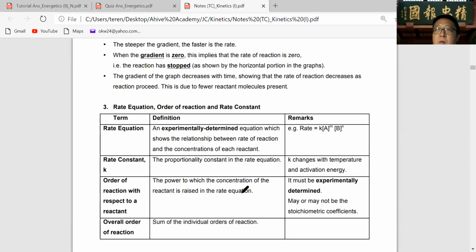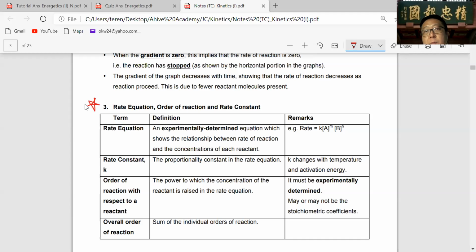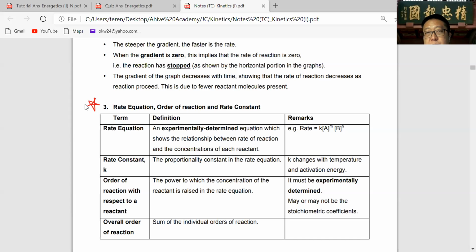This is important. 60% of the questions on rate of reaction are this one. You will be asked to write the rate equation. You will be asked to determine the order of reaction. You will be asked to determine the rate constant. These three you must remember. You need to be able to do them for rate of reaction. 60% of the questions will always be asking you on this, of course in different ways of asking. So let's take a look.